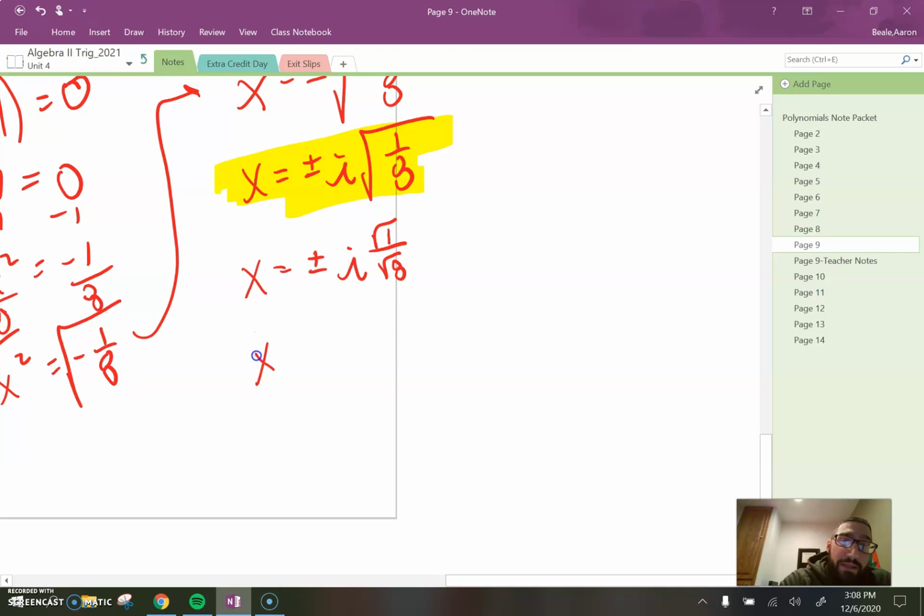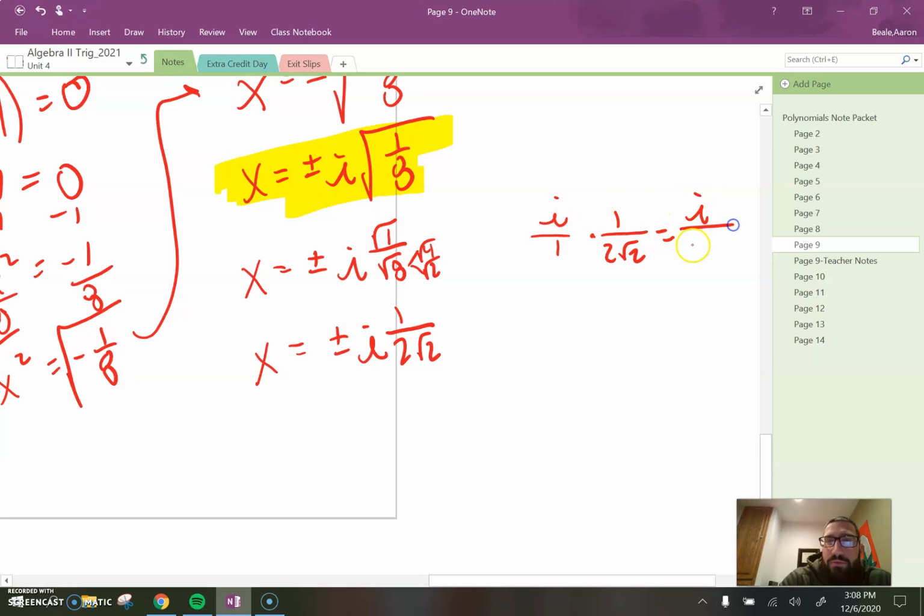Now, what I'm looking at is, I'm trying to just simplify numbers. The square root of 1 is 1, right? The square root of 8, we could break it down into 4 and 2, is 2 root 2. Now at this point, it looks a little weird to say i times 1 over 2 root 2. i is technically over 1, so we could just think of it as i over 1 times 1 over 2 root 2, and we could put the i in the numerator, and we could have this. So we could have x equals plus or minus i over 2 root 2.